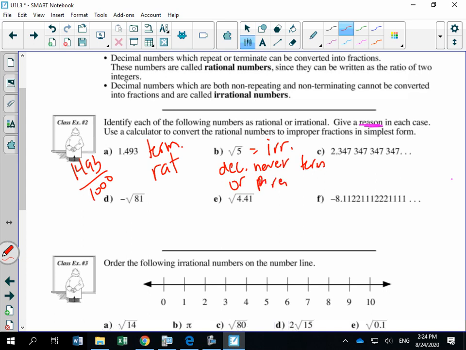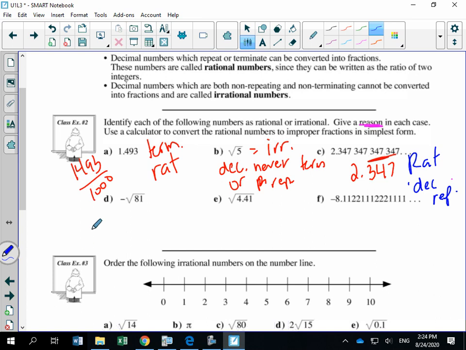Okay, let's look at this guy. 2.347, 347, 347, 347 goes on and on forever. I could rewrite this as 2.347 repeating. So please write rational, and then write about the decimal. Decimal repeats.